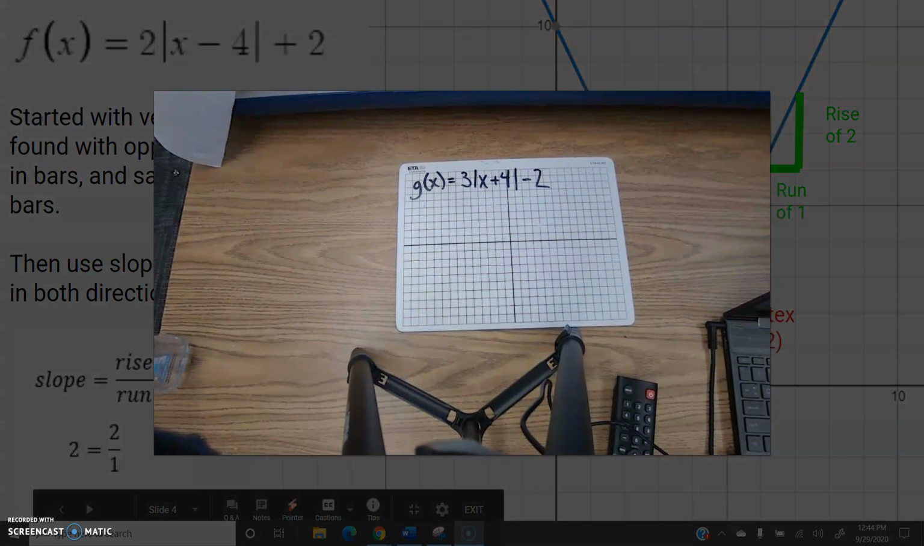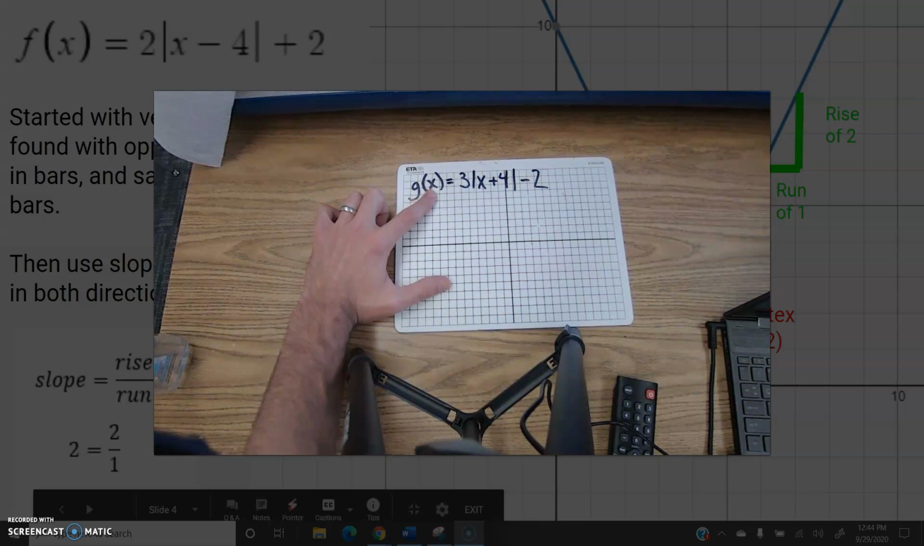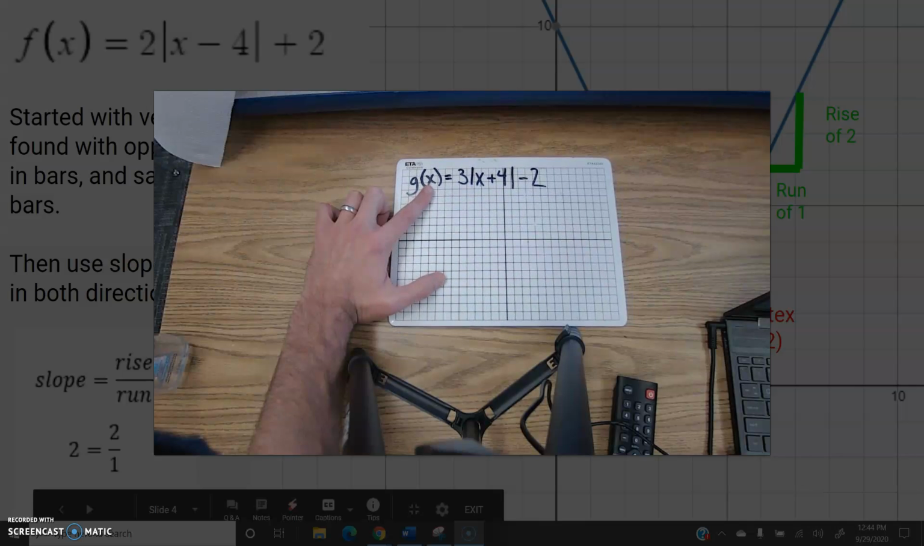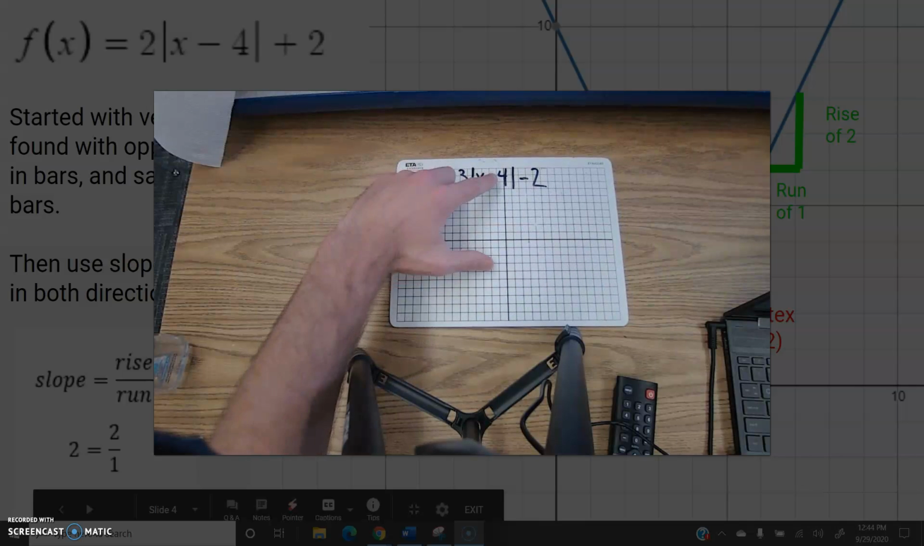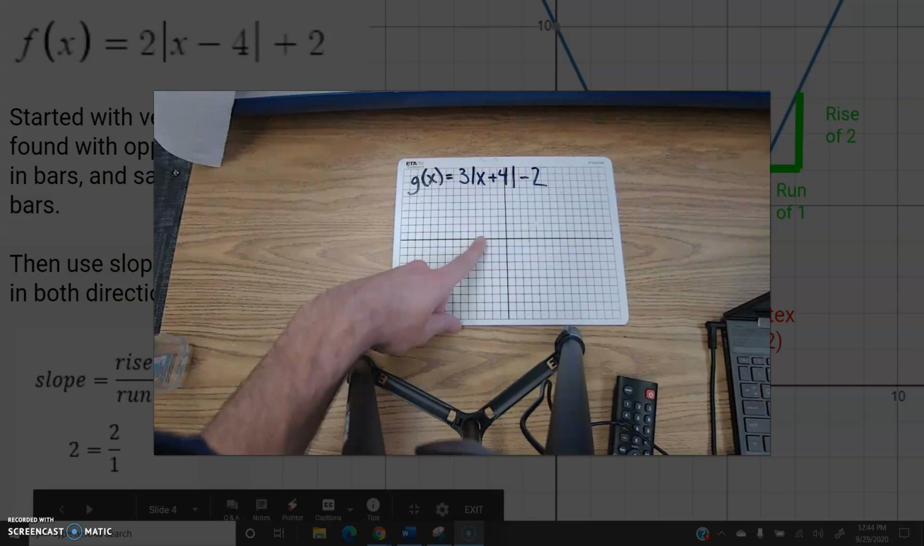Okay, so here I have the function g. g has the input value of x here. So what we're going to do is plot this graph. First thing we need to do is find our vertex. Notice here it says plus 4. Well, we're going to take the opposite sign. So our vertex is actually going to be at negative 4 in the x.